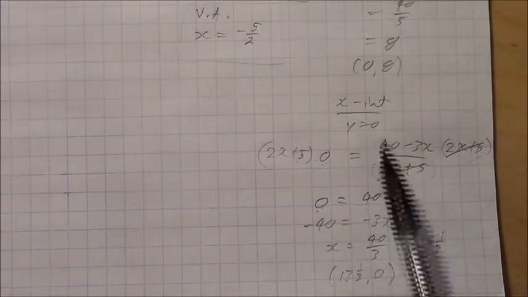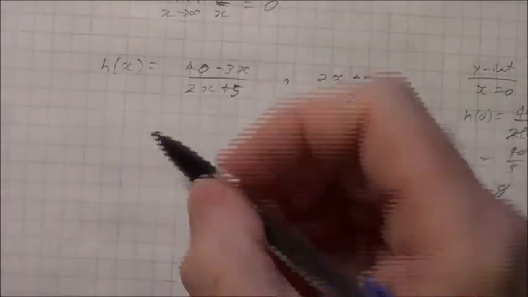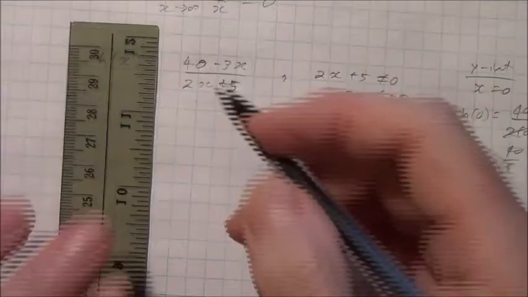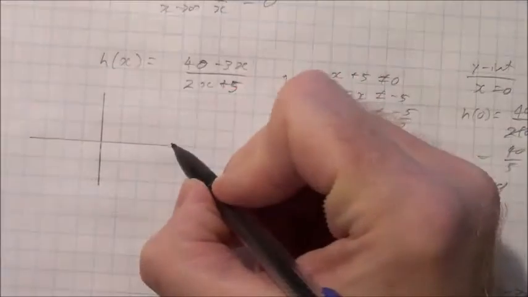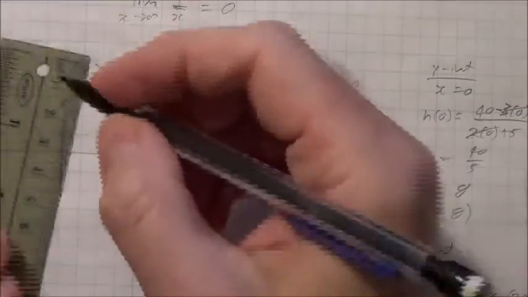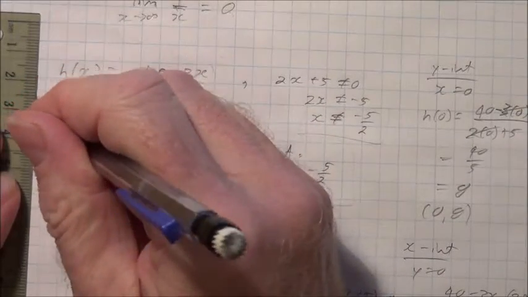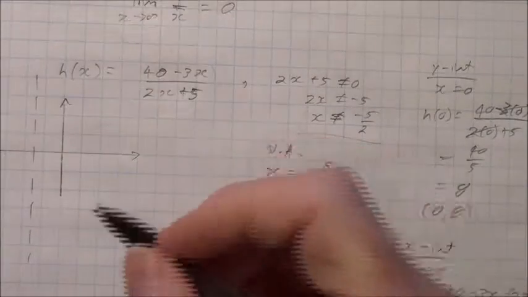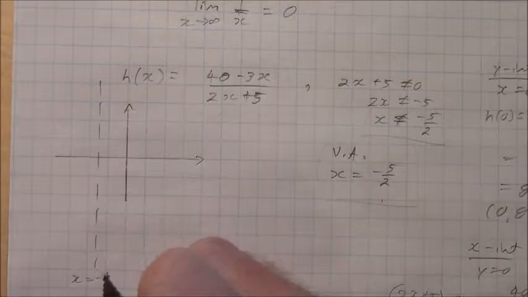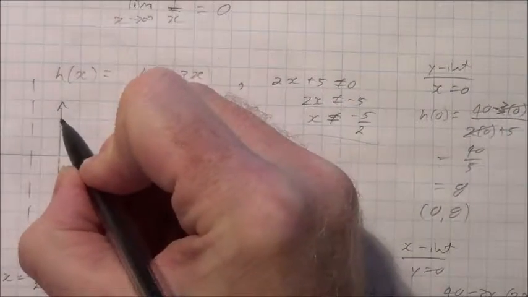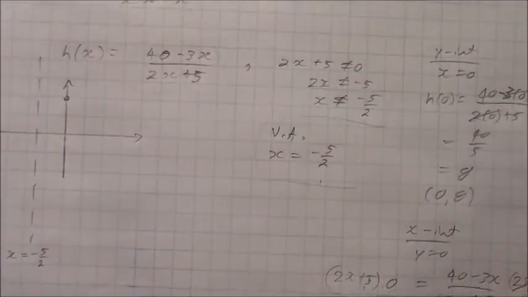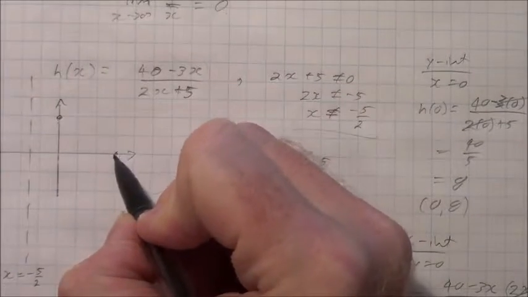Okay, so this gives me a bit of an idea of what the graph's going to look like. So if I just draw a rough sketch here, and I don't want to do it too rough, so I'll draw a small Cartesian plane here. So I know the vertical asymptote is negative 5 over 2, so I'll just do that around here. Just assume that that's x equals negative 5 over 2. And I know the y-intercept now is 0, 8, so I'll just say that's around here-ish. And the x-intercept is 13 and a third, so I'll say that's around here.